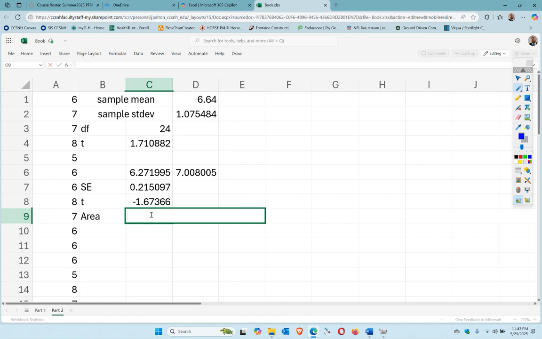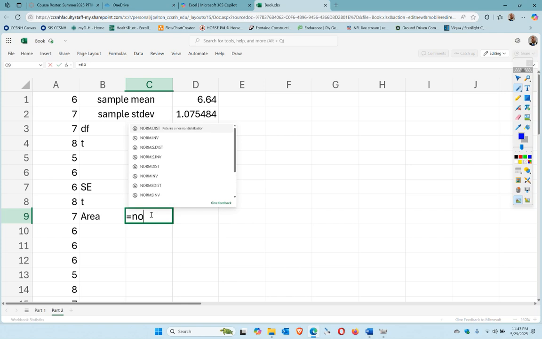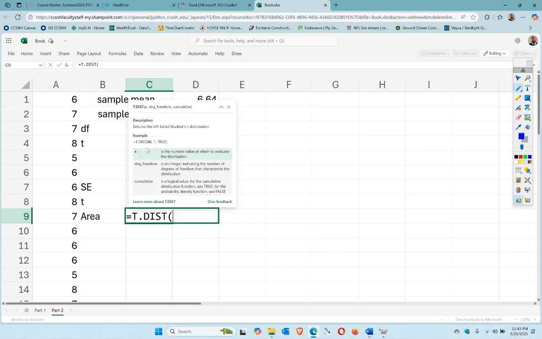I don't know what we did wrong. We'll try it again. Equals... no, T.DIST. We want C8, comma. Oh, I know what we forgot, because it says right here. You want the x value, that's just the t, degrees of freedom, which is 25 minus 1. And then obviously cumulative, we have to put true.